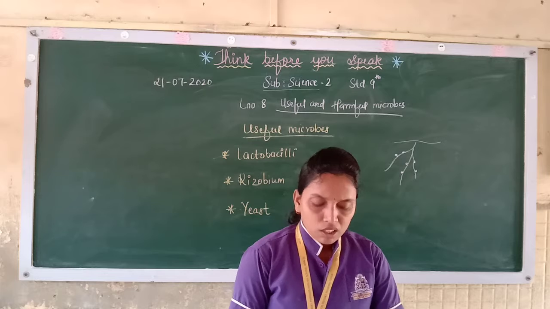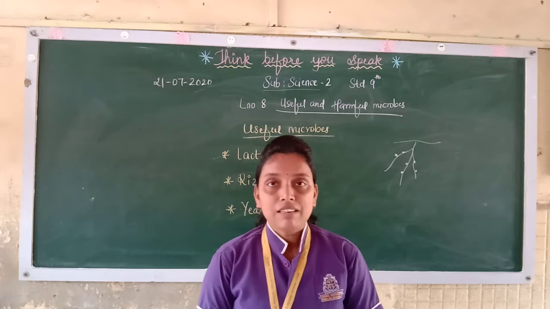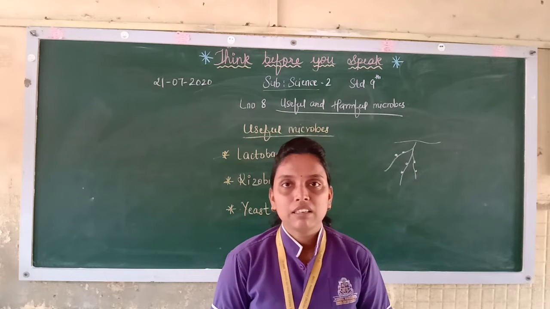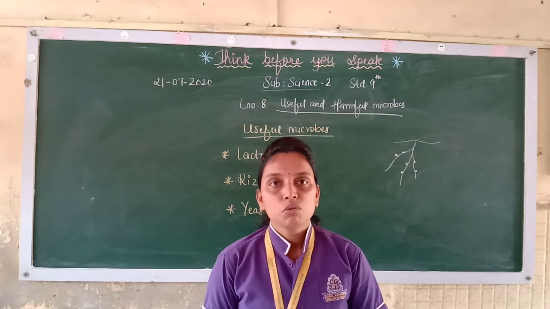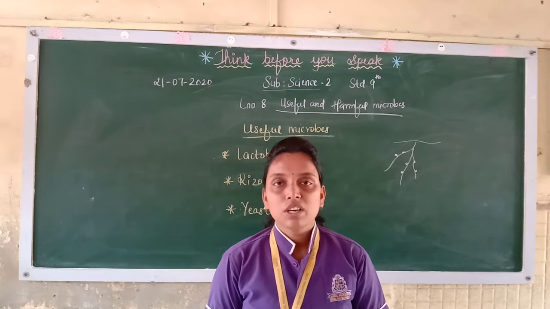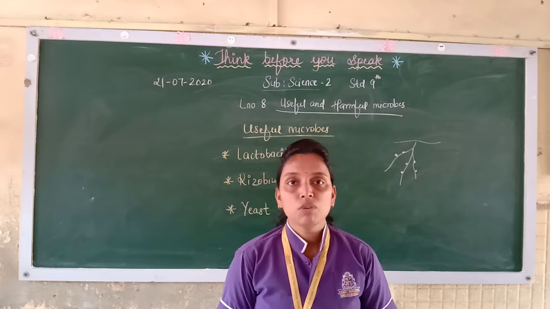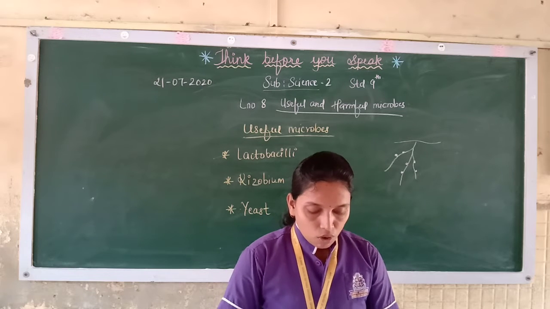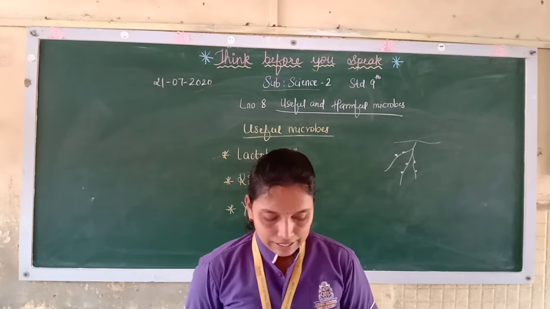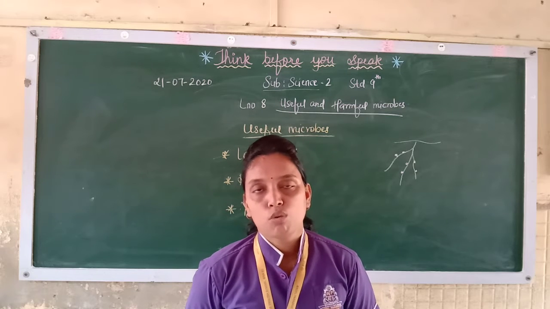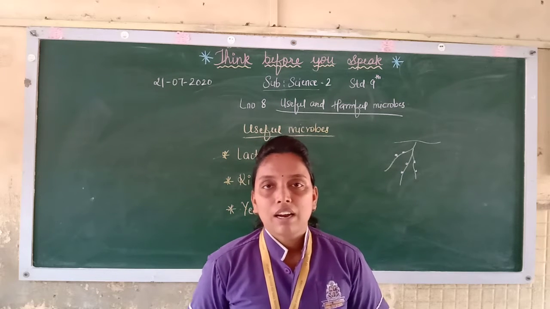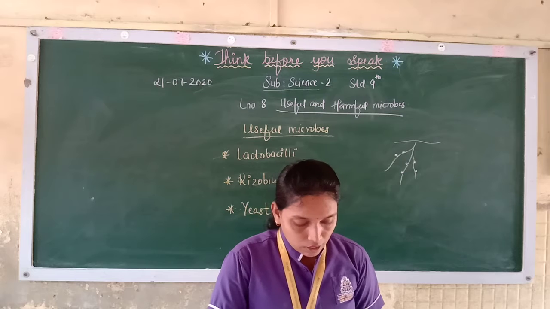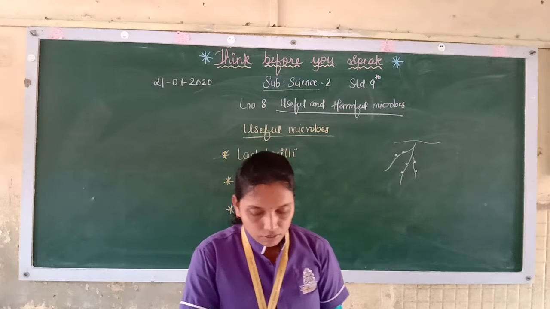Now, what is meant by microbes? The living organisms which cannot be seen with our naked eyes. We need something to see them, like a compound microscope. Under that, you can see them properly. With the naked eyes you cannot see them. Such organisms are known as microbes. All microbes have prokaryotic cells and can be seen only under a microscope.